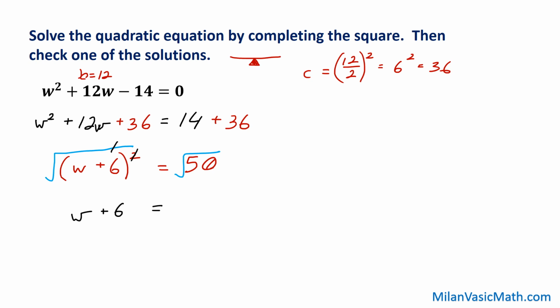equals plus or minus. Now we have to simplify the square root of 50. So I can do that on the side over here. The square root of 50 breaks down to 25 and 2. So it's 5 radical 2. It is an irrational number. And I will subtract 6 from each side.